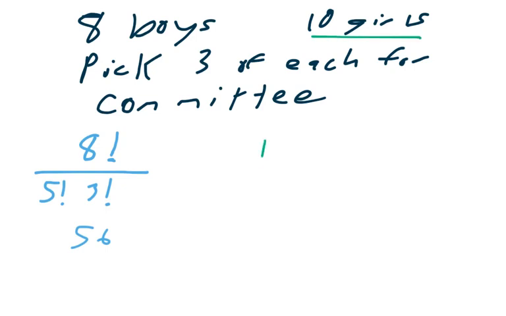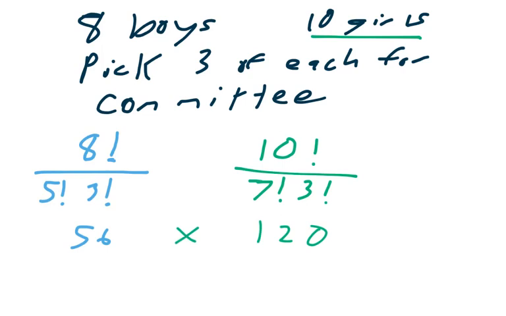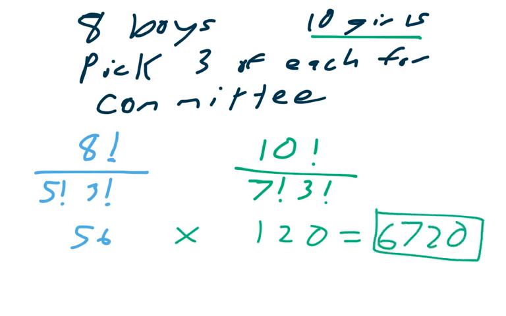For the girls, I have 10. And once again, I'm going to pick 3, so I have 7 who are not picked and 3 who are picked. And that turns out to be 120. And since I have to pick from both groups, I'm going to multiply those two numbers together. And so there are 6,720 ways I can pick the committee to have 3 boys and 3 girls.